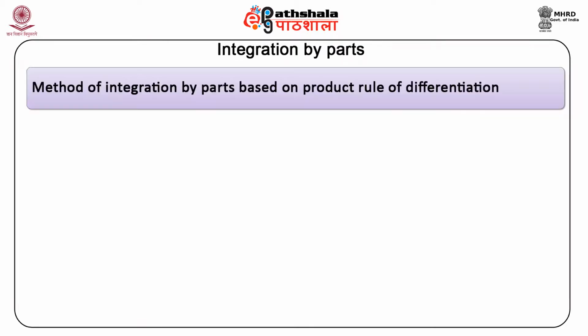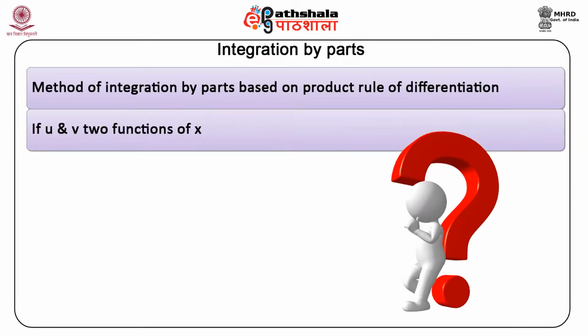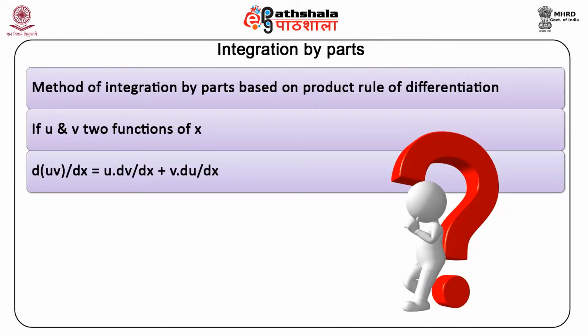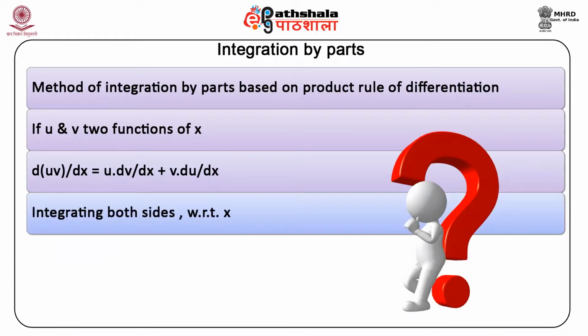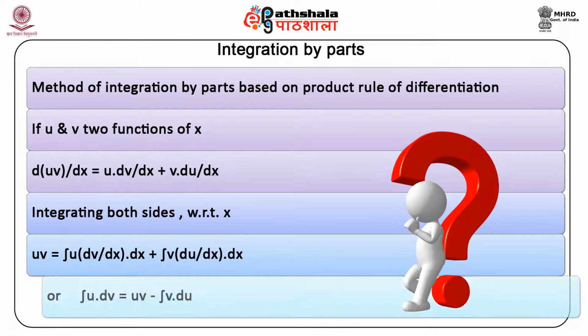The method of integration by parts is based on the product rule of differentiation. We know that if u and v are two functions of x, then d(uv)/dx is equal to u dv/dx plus v du/dx. Integrating both sides with respect to x, we get uv is equal to integration u dv/dx dx plus integration v du/dx dx, or integration u dv is equal to uv minus integration of v du.